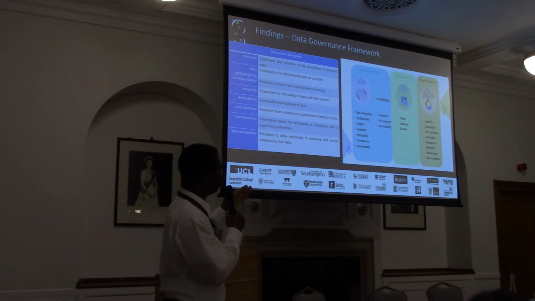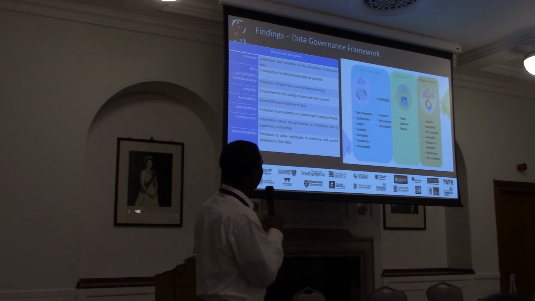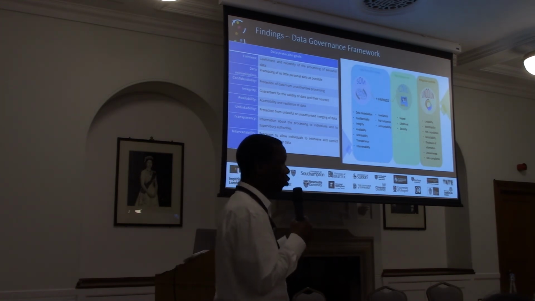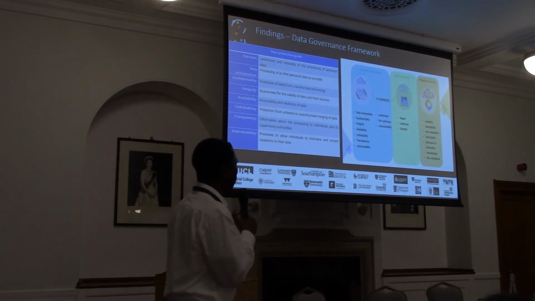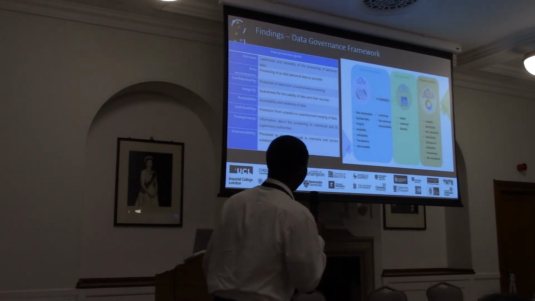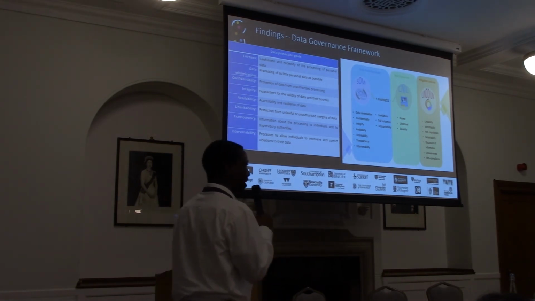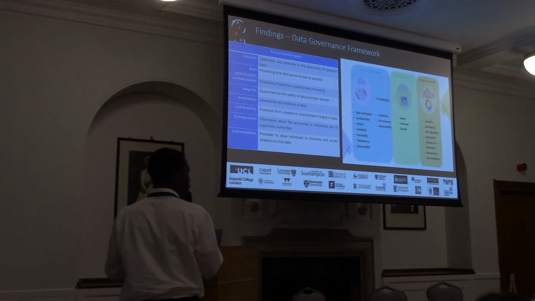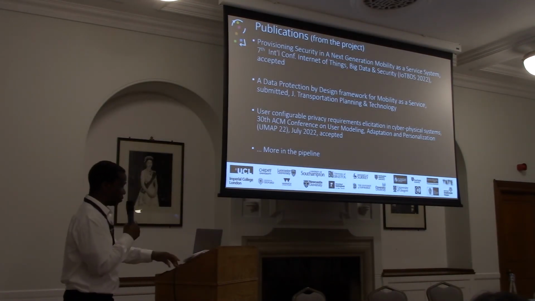And for our framework, we use something called SDN to get the data goals, and then we use something called CNIL to know the risks of the data interactions, and also use LINDDUN for the mitigation. So these are the publications from the project so far.